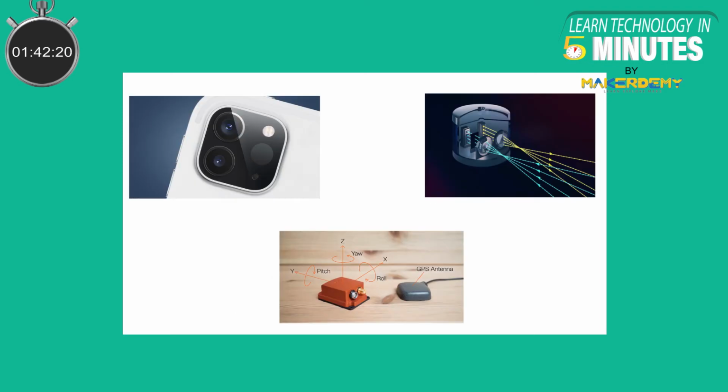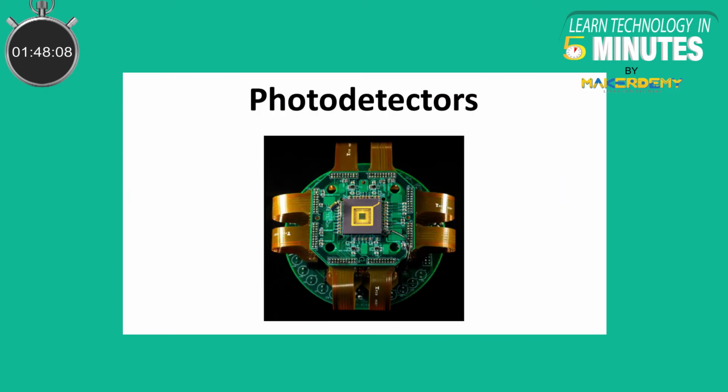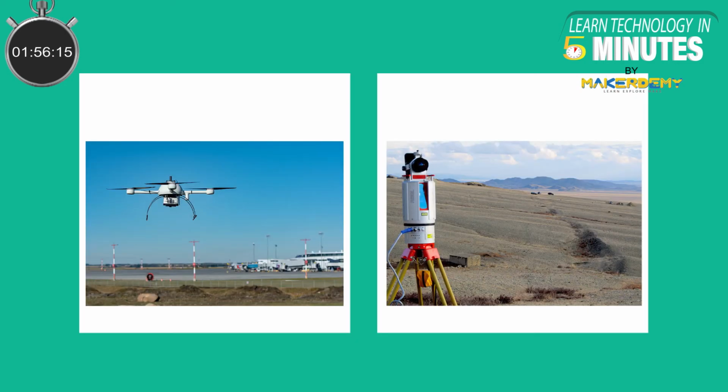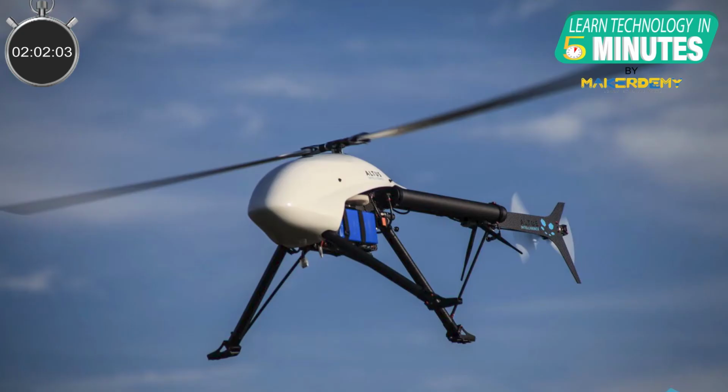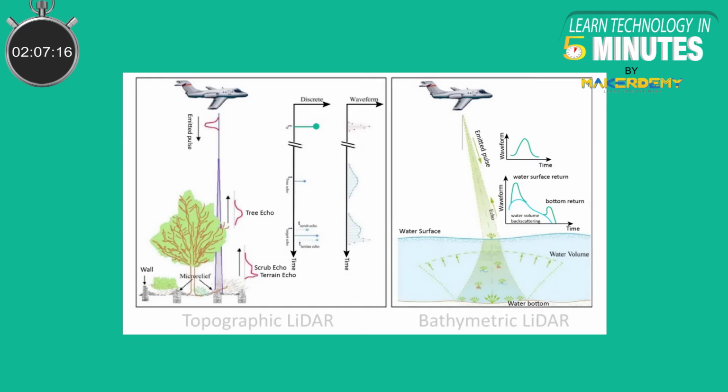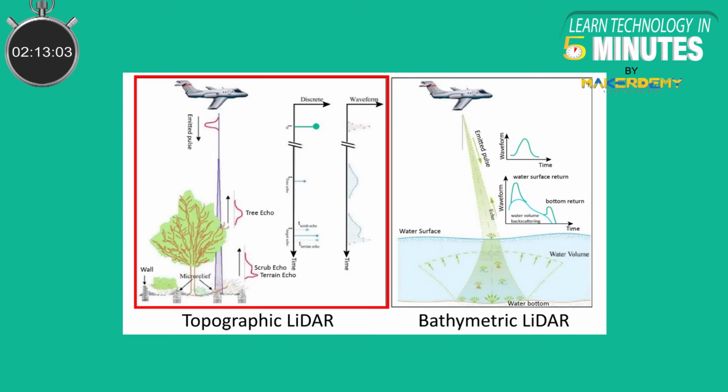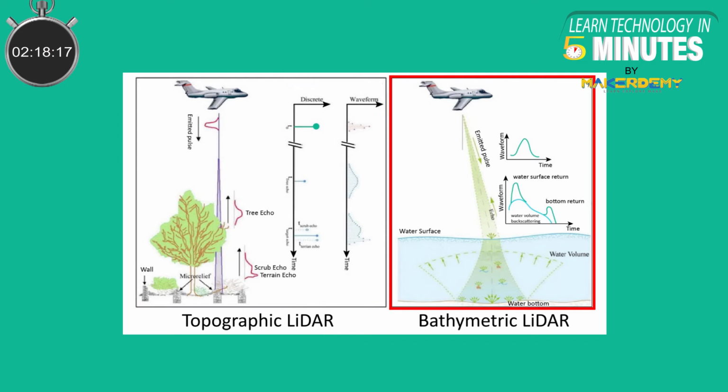There are three primary components of the LiDAR instrument: the scanner, the laser, and the GPS receiver. For data collection and analysis, devices such as photo detectors are used. Based on the system's functionality, LiDAR systems are divided into two types: Airborne LiDAR and Terrestrial LiDAR. The Airborne LiDAR is installed on a helicopter or drone for collecting data. The two types of airborne LiDAR are topographic and bathymetric.